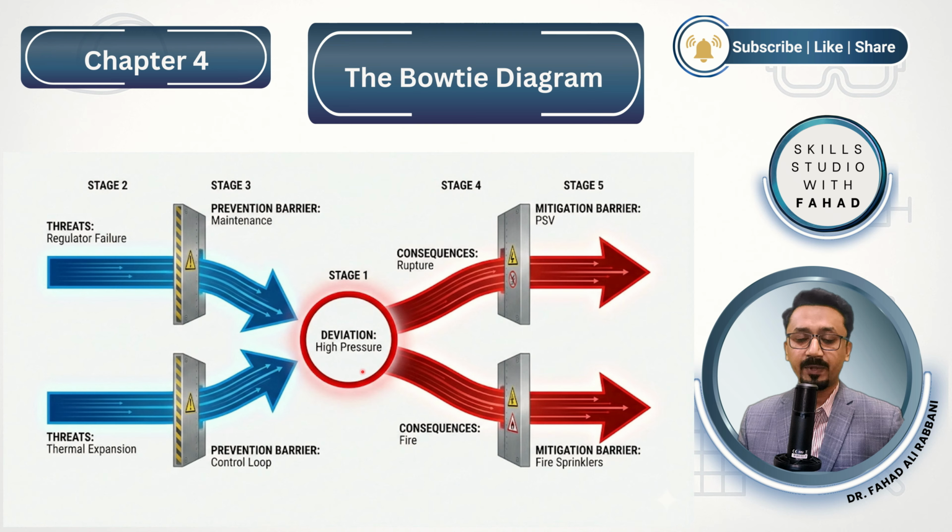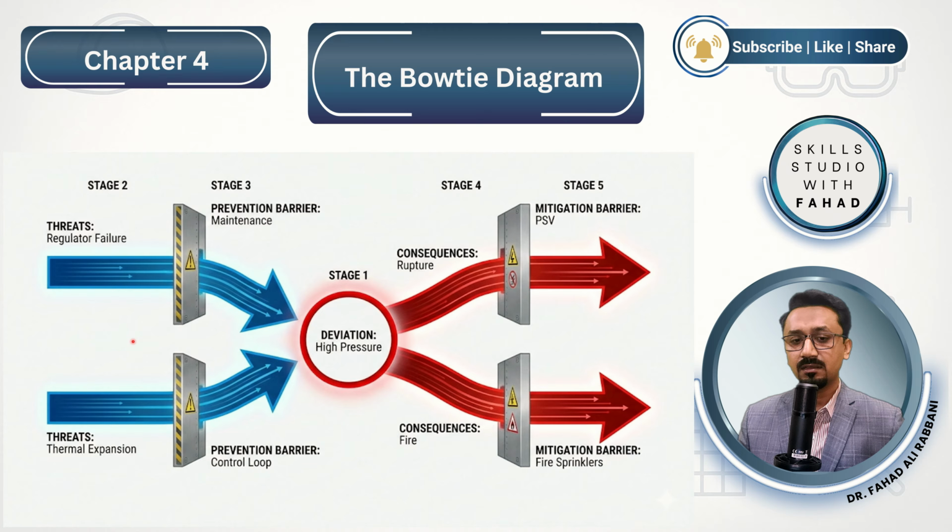Stage 1, deviation, high pressure happens, which is caused by a regulator failure. So this regulator failure can result in a rupture, but if we are providing some prevention barrier, for example maintenance from time to time, this problem can be stopped. So for example, high pressure can be caused by regulator failure or thermal expansion, which can be stopped by maintenance, or thermal expansion by a control loop.